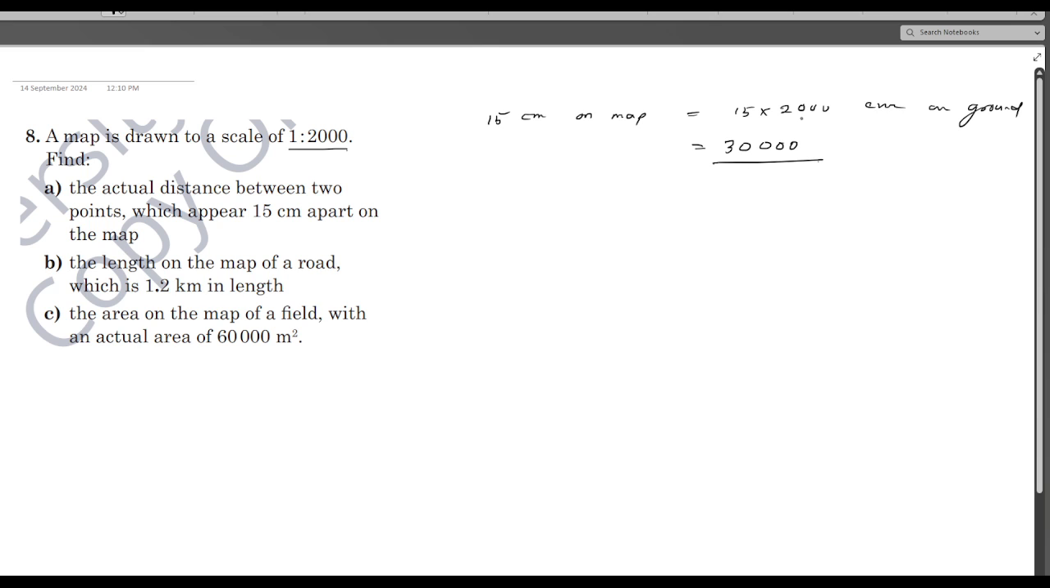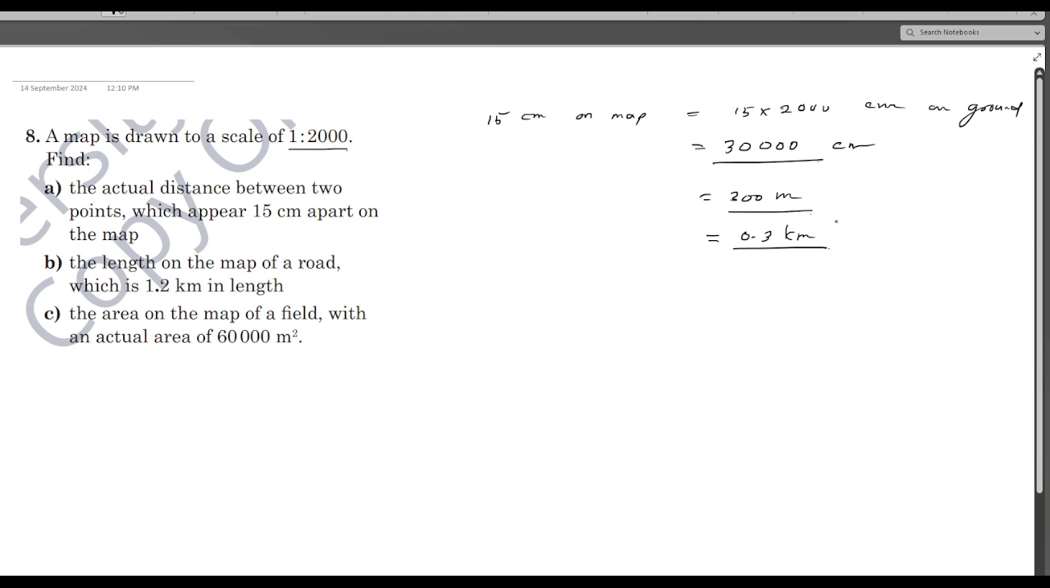divided by 10 power 5 if I want to convert it in kilometer. They have not mentioned any unit, so I can say that this much centimeter, or it is 300 meter. So 15 centimeter on map is 300 meter on ground, or if you divide it by 1000, it will be 0.3 kilometer.